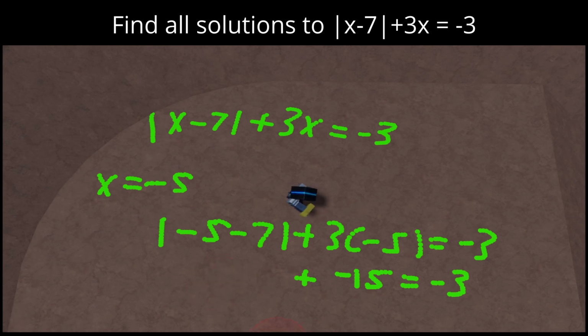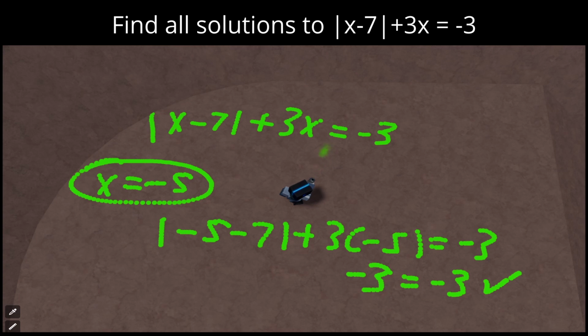Minus 12 in absolute value just becomes positive 12. And then 12 minus 15 is just negative 3. So notice we got negative 3 equals negative 3. That makes sense. That's a true statement. Therefore, x equals minus 5 is a true answer. So notice how we got two answers from this absolute value equation, but only one of them was true. So this is why it's important to check your answers at the end when solving absolute value equations.